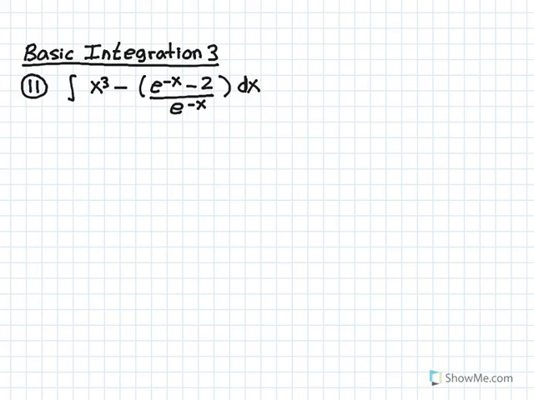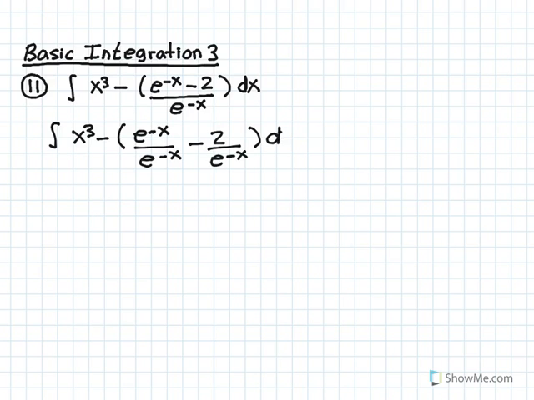In this video, we're going to solve some more basic integrals. Let's simplify this integrand: the integral of (x cubed minus e to the minus x) divided by e to the minus x, minus 2 divided by e to the minus x, dx. Simplifying a bit further, x cubed minus e to the minus x over e to the minus x cancels out.